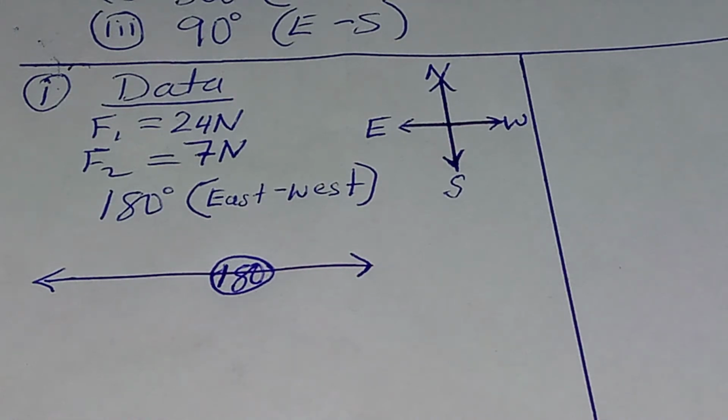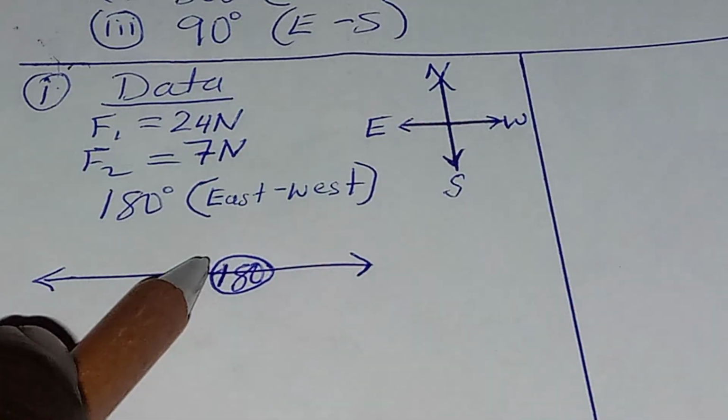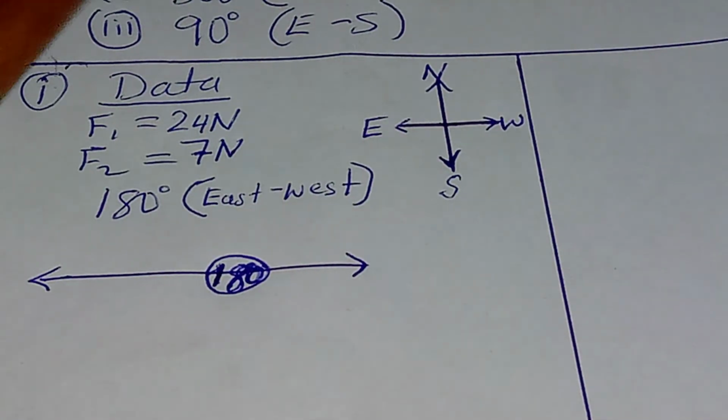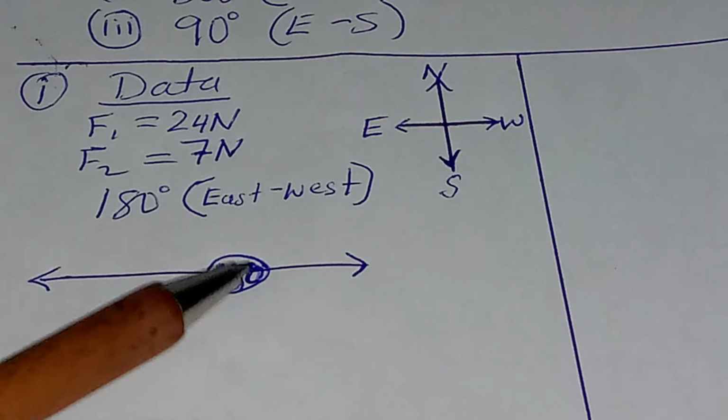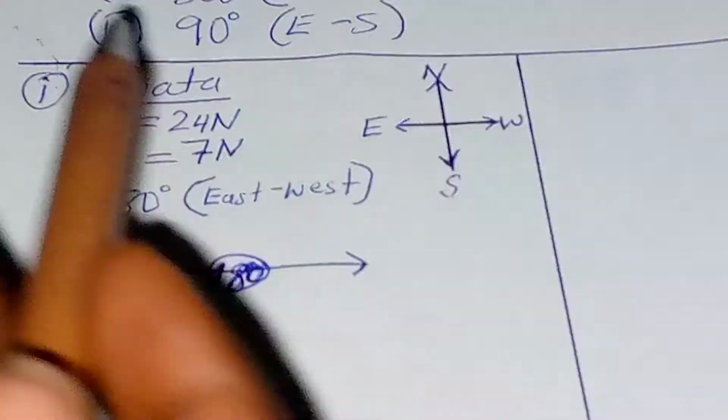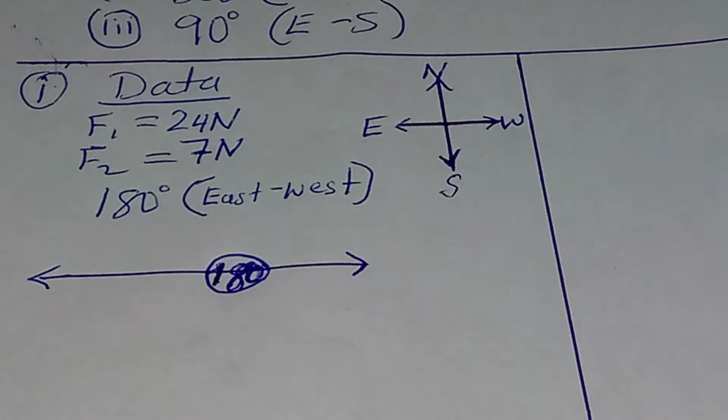In the middle we have 180 because we are dealing with the angle of 180. This 180 is the one coming inside here. As we all know, a straight line is equal to 180. Since a straight line is equal to 180, then force 1 and force 2: what is the higher number there? Force 1 has the higher number of 24 and force 2 gets the lowest number of 7 Newton.